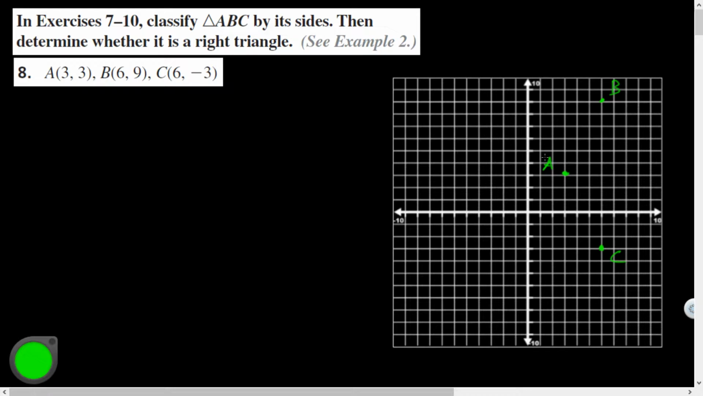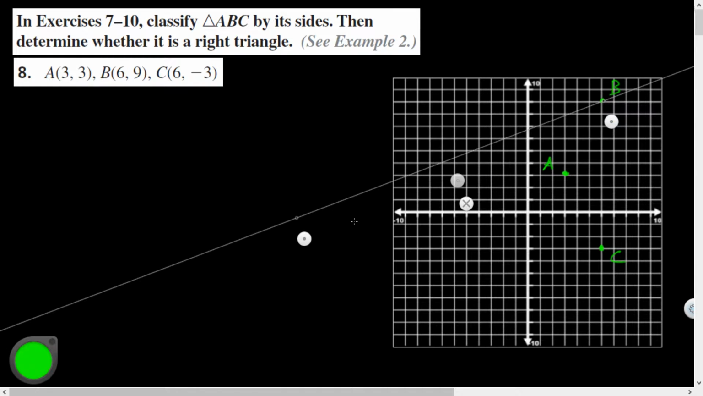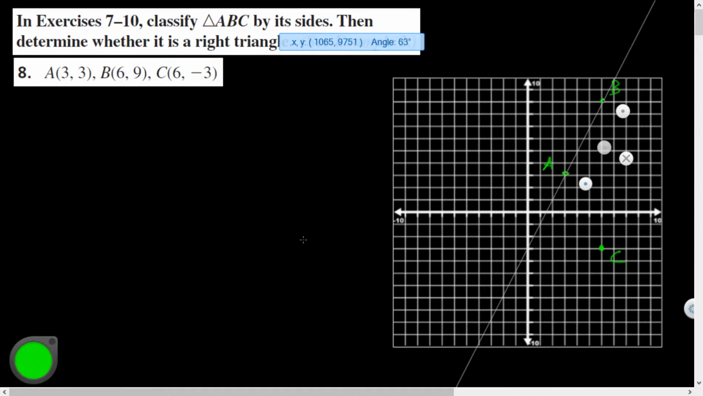Let's see. So there's our triangle, and then they asked us to classify it. I don't know. What do you guys think about this one? It's isosceles. You're thinking AB and AC are congruent? Yeah? How would you have determined that?